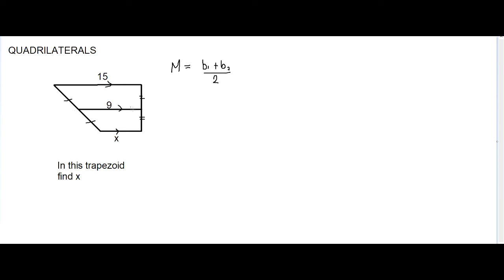Now, ang median mo is yung nasa gitna. You can substitute everything. So, you have 9 is your median, is equal now to b sub 1, for example, you have 15 plus your b sub 2 is x, over 2. Now, what you can do here is cross-multiply muna. So, you have 18 is equal now to 15 plus x. So, that's 9 times 2. Then, transpose. Meron kang 18 minus 15 is equal to x. So, x naman is equal to 3.